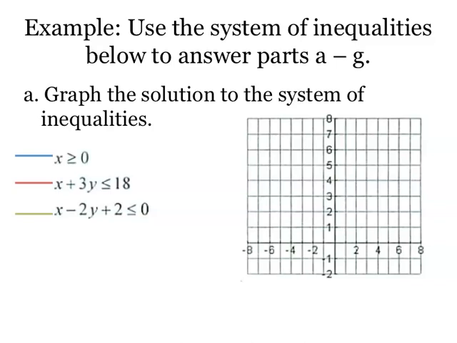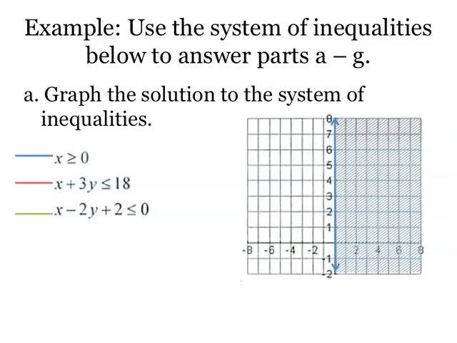So x is greater than or equal to 0. That is going to be a vertical line going through 0 on the x-axis. So this is what this looks like. And since this is x is greater than or equal to 0, we want to shade the side of this line where your x values are greater than or equal to 0. In this case, that would be the right-hand side.